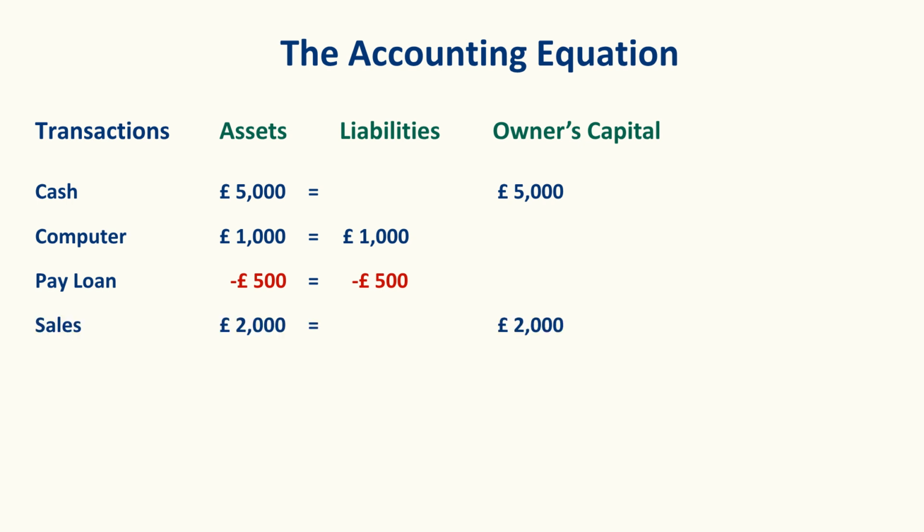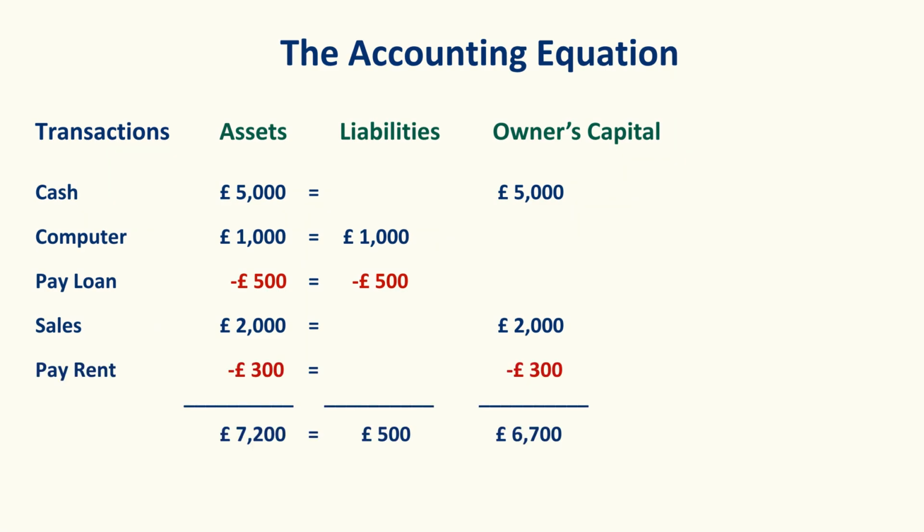Next, the business earns £2,000 from sales. That means cash increases. Assets go up by £2,000. At the same time, profit increases the owner's share, so capital goes up by £2,000. The business is growing, but the balance still holds true.